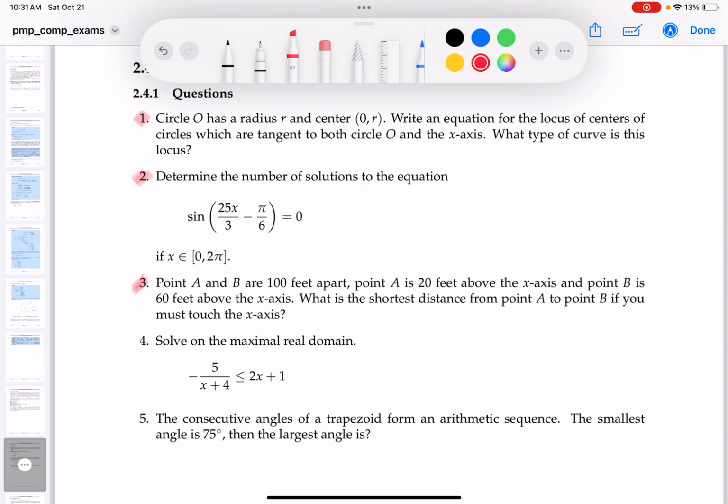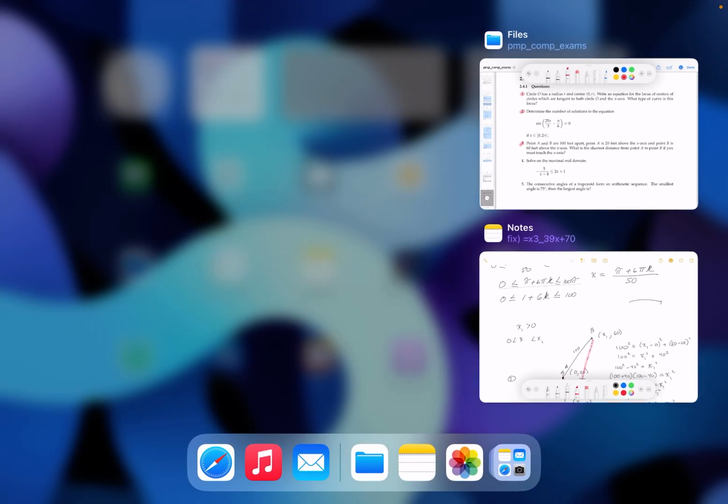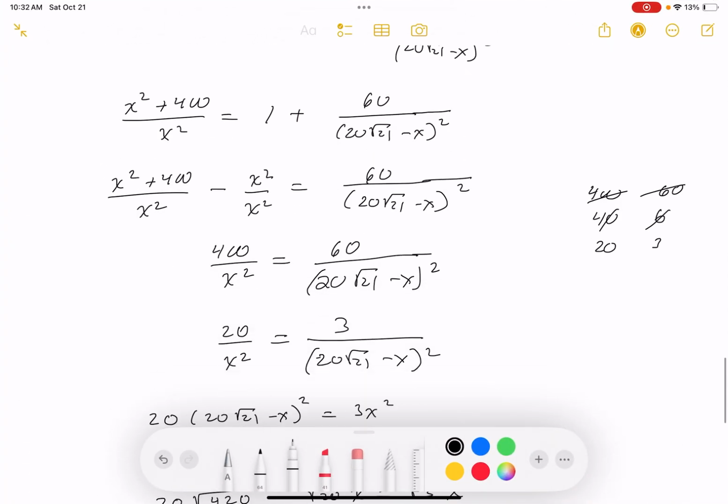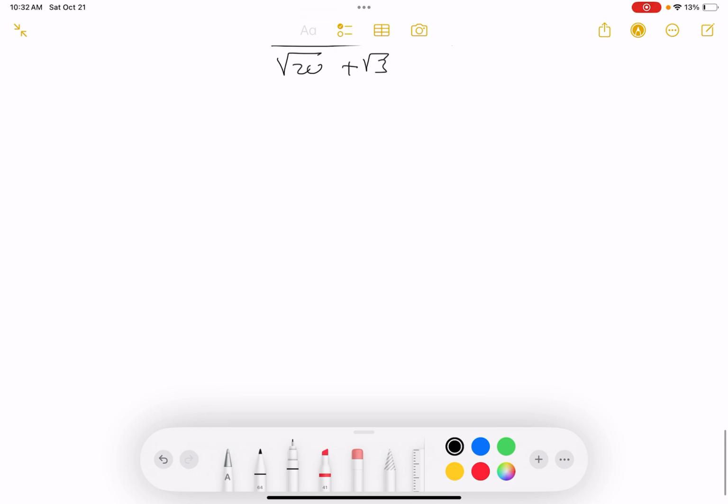Okay, our number 3, point A and B are 100 feet apart. Point A is 20 feet above the x-axis. Point B is 60 feet above the x-axis. What is the shortest distance from point A to point B if you must touch the x-axis? So I'm saying, if you can visualize the problem, that would be a good place to start. So let's take a look at that. I want to see if I can visualize what they said.